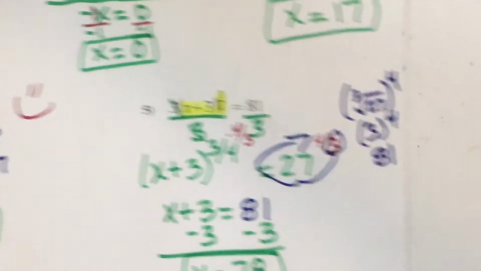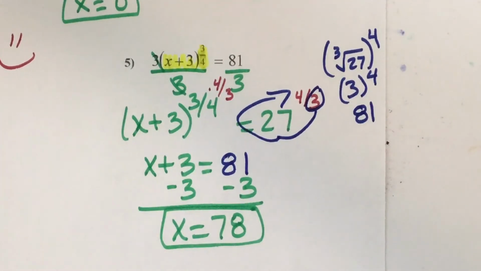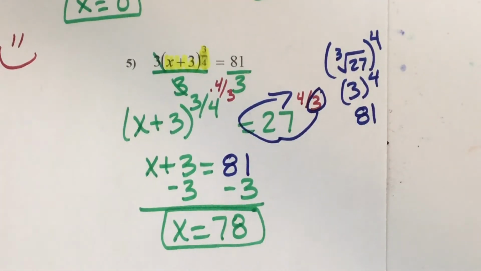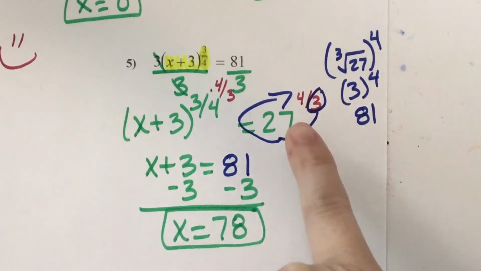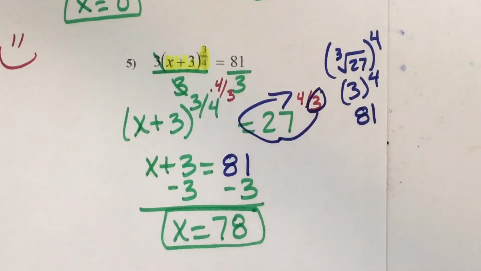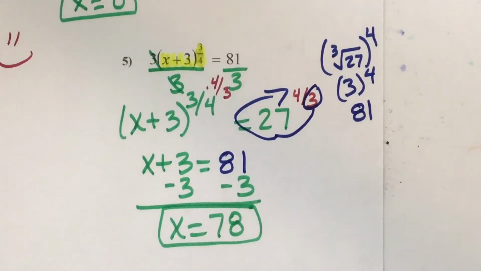And then number 5, I had to divide by 3 first. And then I was ready for the reciprocal exponent. This one, you're not taking an odd root, so there's no plus minus on this. And 78 is the answer you should have got.